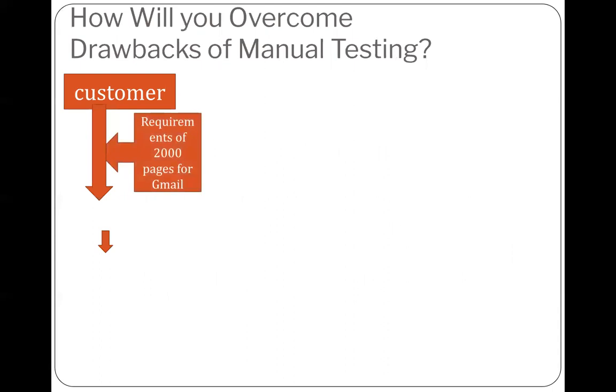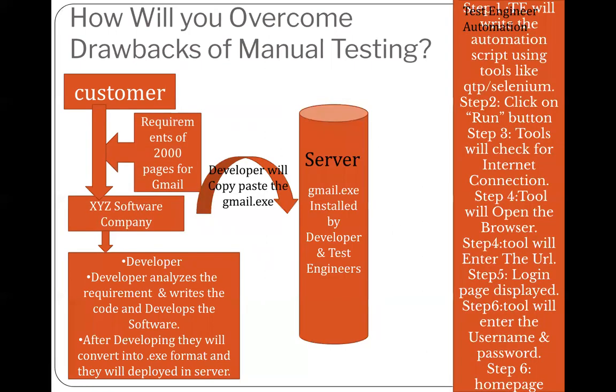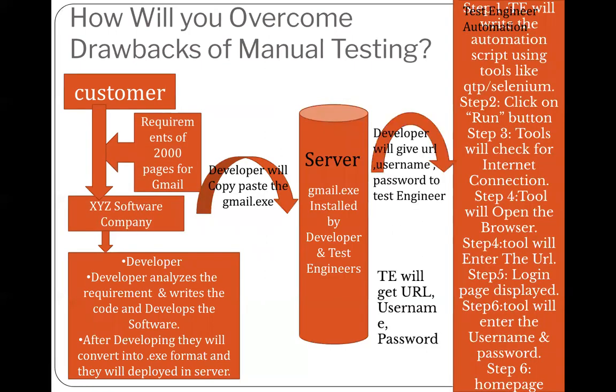How do we overcome the drawbacks of manual testing? The best is automation. Whatever software is given will be automated through any automation tool like Selenium or any other automation tool we have.